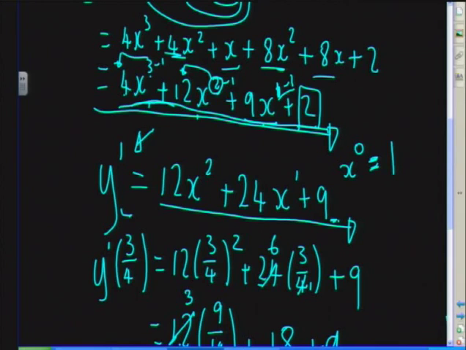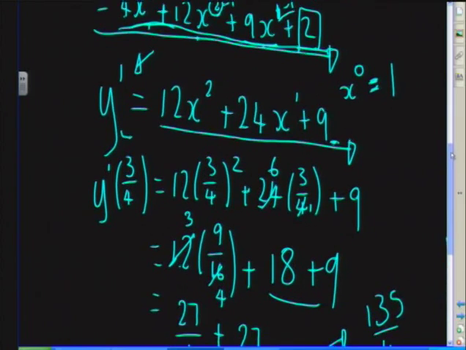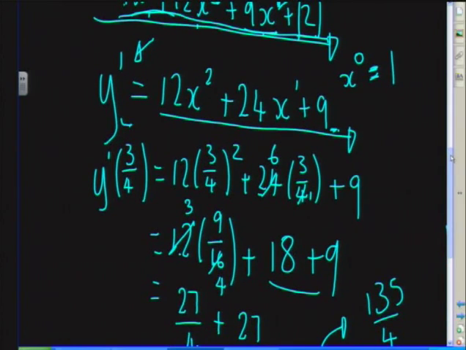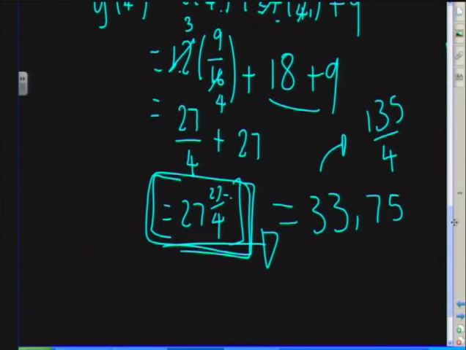I got 12x squared plus 24x plus 9. And then I substituted the point of contact, which was 3/4, in place of x, and I simplified it all without a calculator, and I got to 27 and 27/4, which was really not looking very nice. So on my calculator I took that and asked what it is as a decimal, and we got 33.75. We can write it as a mixed fraction, 27 and 27/4, or as an improper fraction, 135/4. You can leave it in any one of these forms.